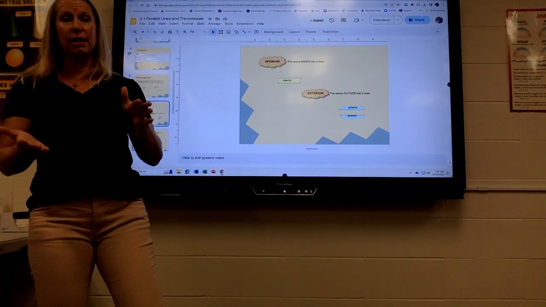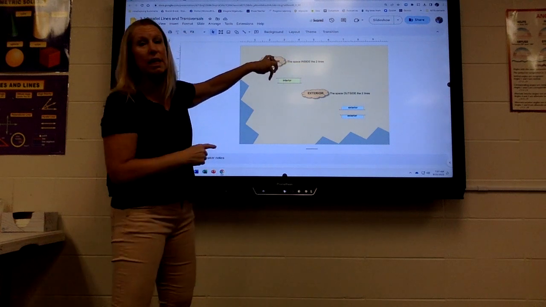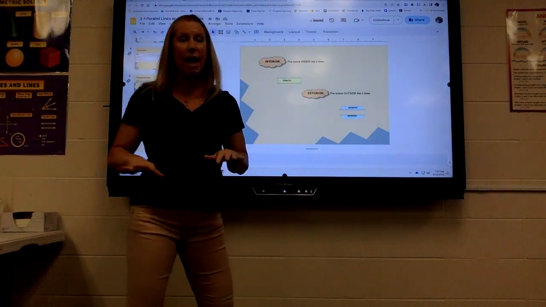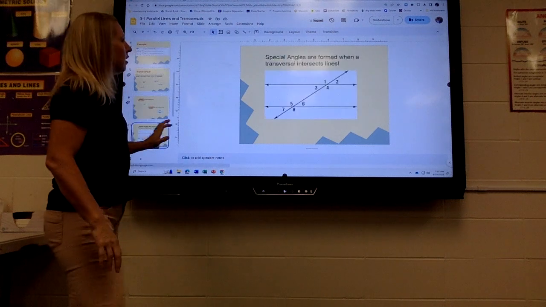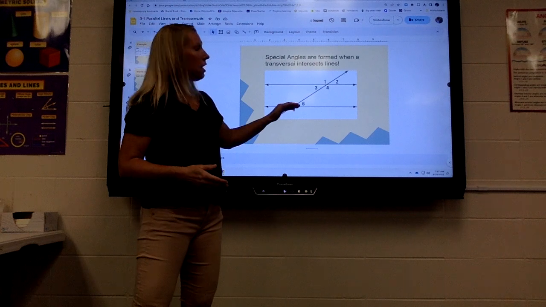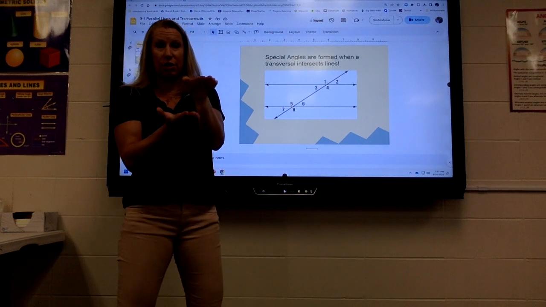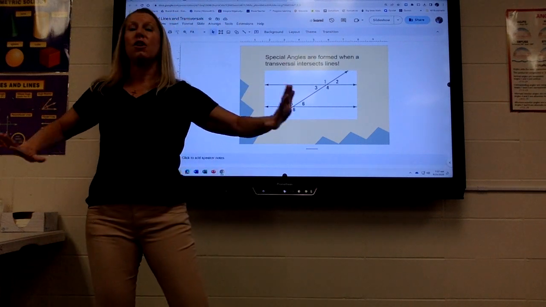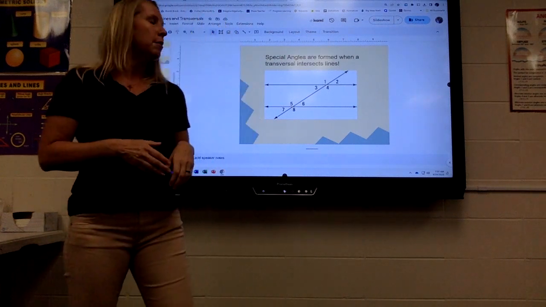So I've got 2 lines and then a line that just intersects it. So that's going to create angles. There's going to be angles in between the lines, which would be interior angles, and then angles on the outside, which would make exterior angles. So there's interior angles and exterior angles. So we're going to have all kinds of new angles formed. So I hope you can tell that angles 3, 4, 5, and 6 would be interior. They're in between the lines. 1, 2, 7, and 8 would be exterior. They're outside the lines.